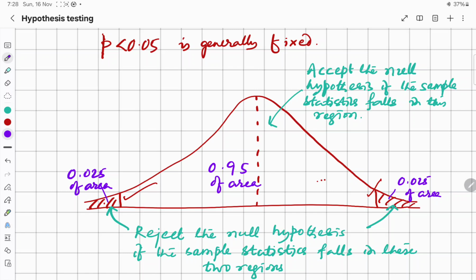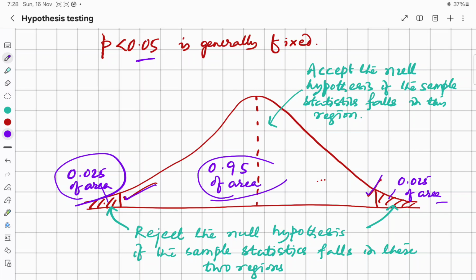So in this normal distribution curve, the two tails have 0.025 of area each, so 0.025 and 0.025 together make 0.05. If the sample statistic falls in these two regions, we reject the null hypothesis, and if it falls in the 0.95 of the area from here to here, that means if the sample statistic falls in this region, then we accept the null hypothesis.